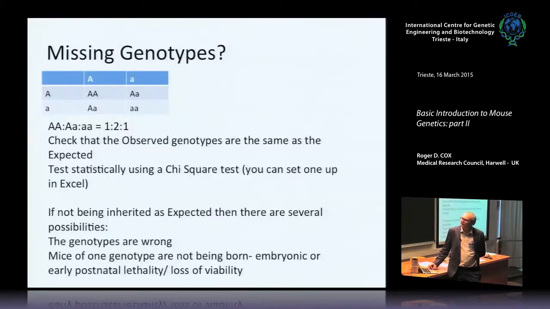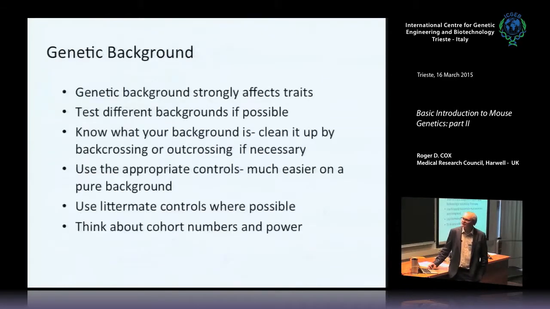So I think I'll just skip through to near the end now. This is a practical consideration. When you're doing genetic mapping experiments, check that you're getting the genotypes that you expect, and test using chi-squared tests. If things are not being inherited as expected, then there may be problems with the genotyping, or maybe a class of mice is not being born because of embryonic lethality, for example. So question your data. Collect the data, question it, and ask whether or not you're getting Mendelian inheritance.